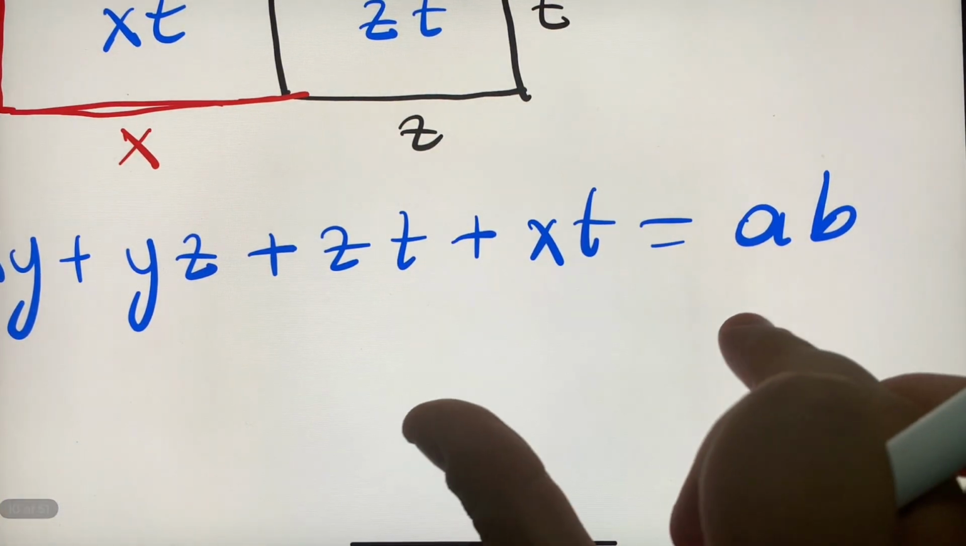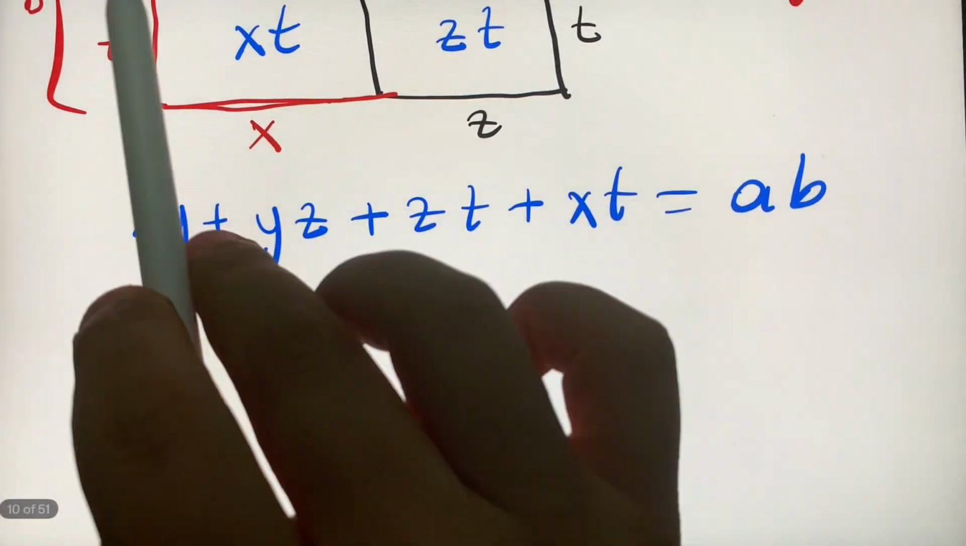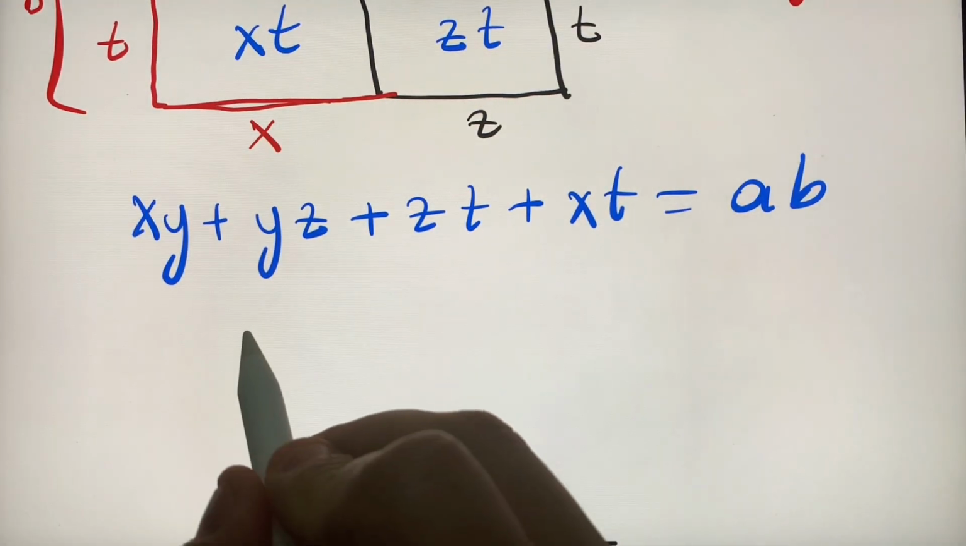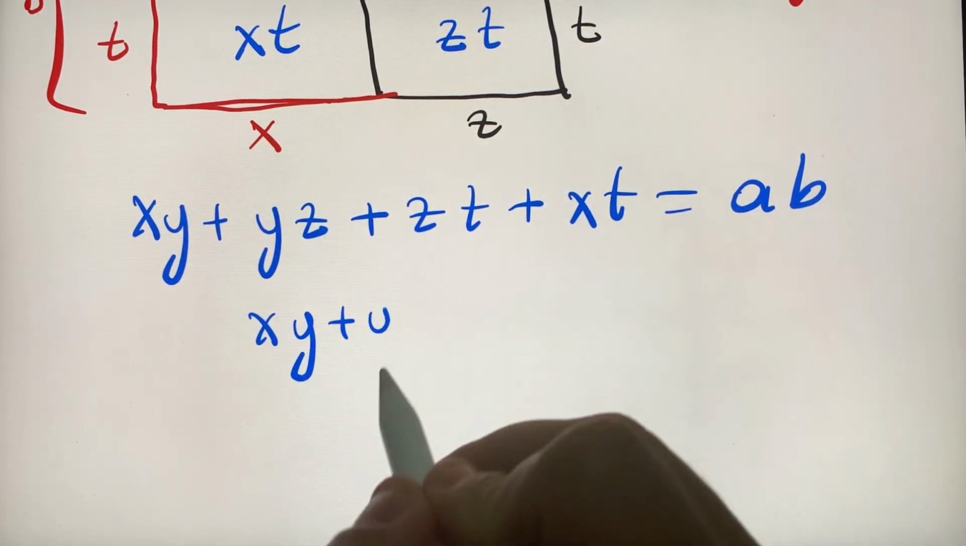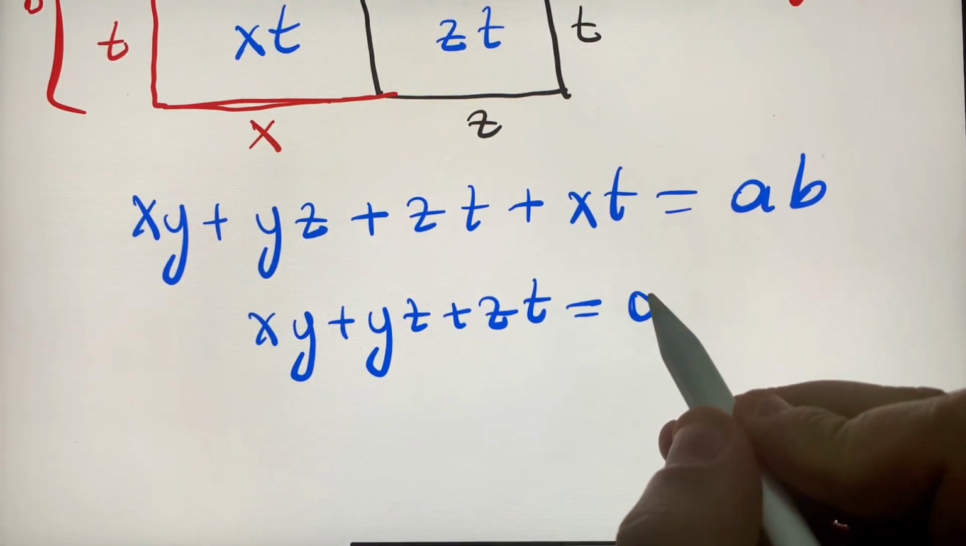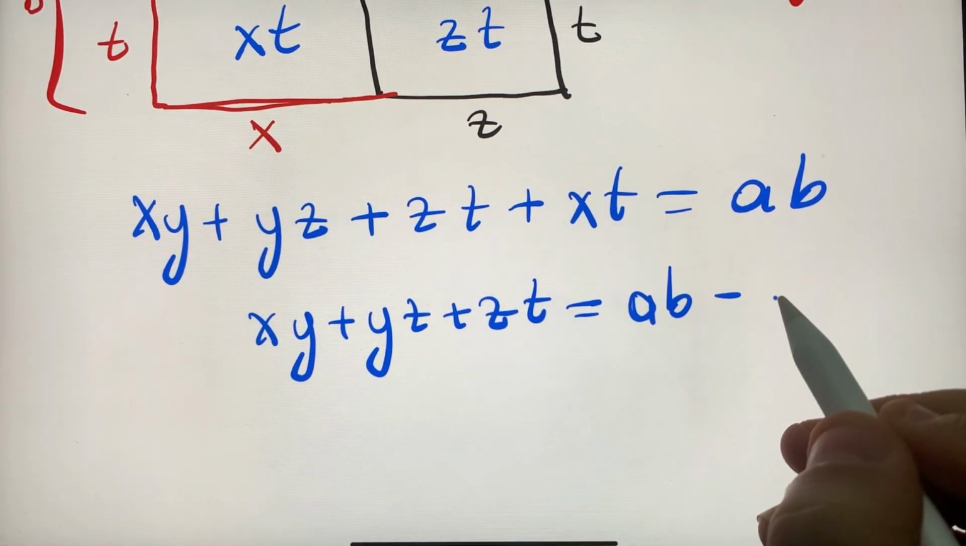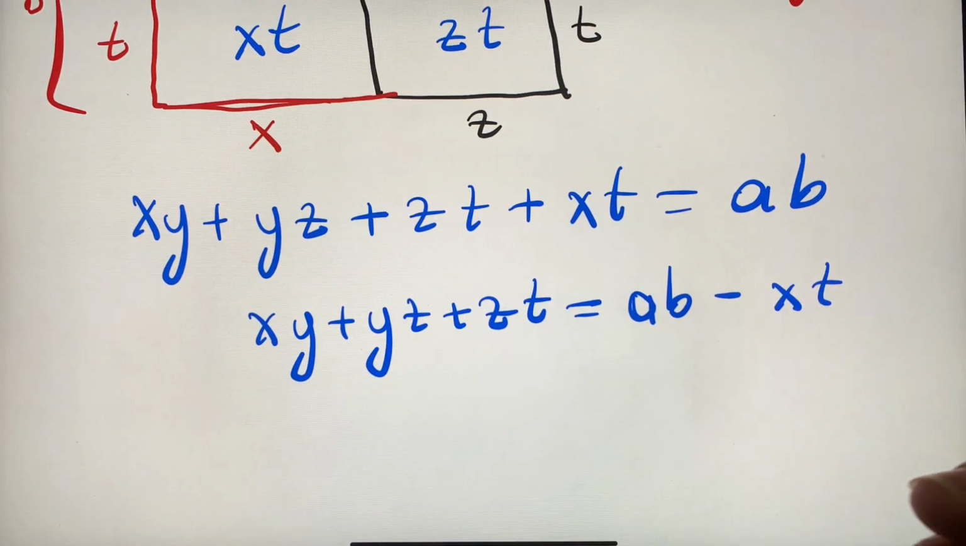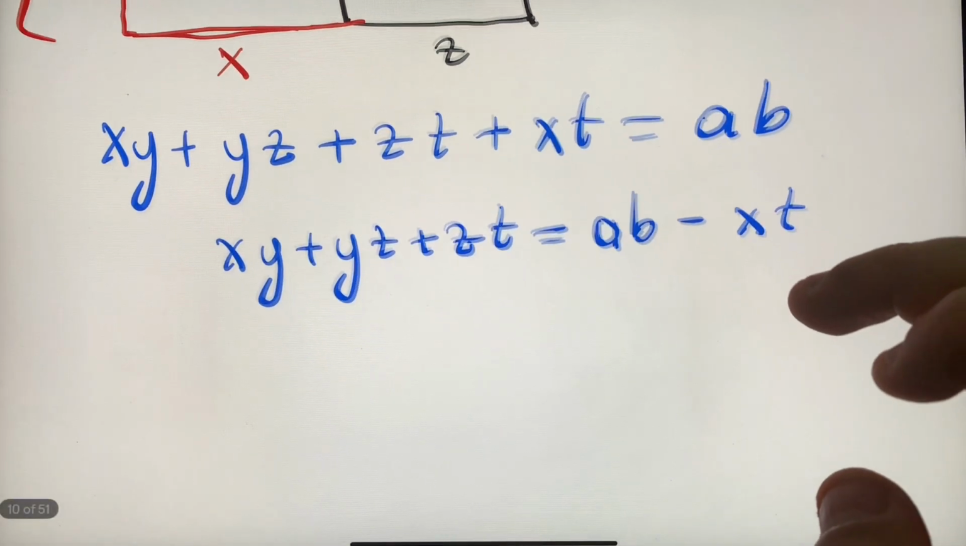Then I will send this one to the other side immediately. In this case, what will my question be? Look, x times y plus y times z plus z times t, I could write it exactly like this: A times B minus x times t. I got the requested part of the question.